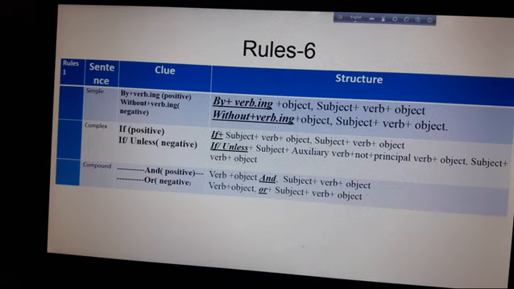In the same way, if the complex sentence is a question, you can turn it into positive, simple or complex. Then you can use the same structure. So it is very important. Okay. Thank you, everybody. I hope all the students will see the class very carefully. See you again.